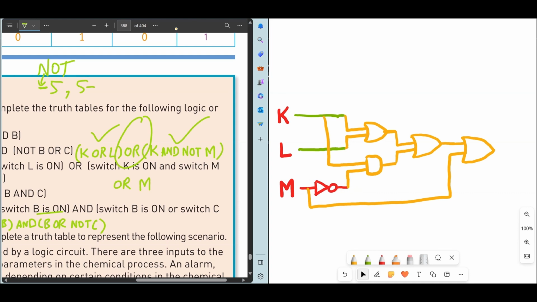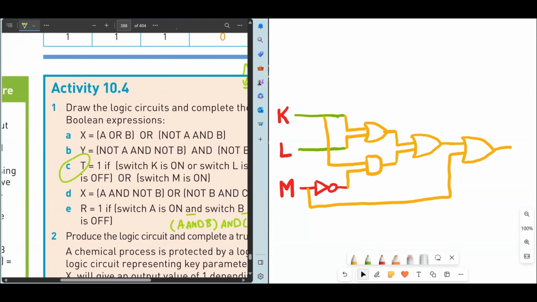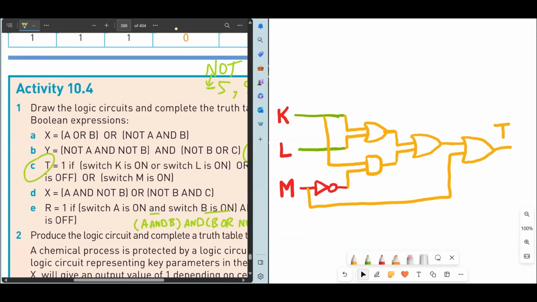So we require a simple M input, so we'll be taking it prior to the AND gate. Any question? And this is the output wire, and we were drawing this expression for T, labeling it as T. Any question?